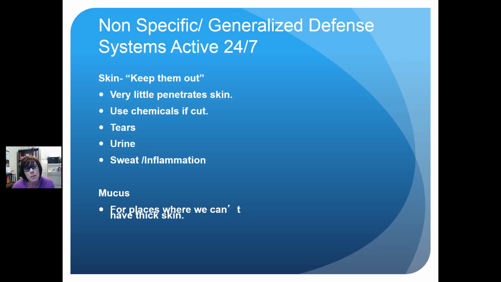Your lungs. Remember that even though we think they're inside our body, your lungs are exposed to the external environment every time we take a breath in. So that needs to have a barrier, but a thin barrier, so we have lots of mucus around there. Your nose, your eyes.